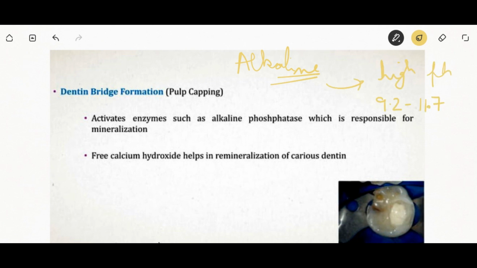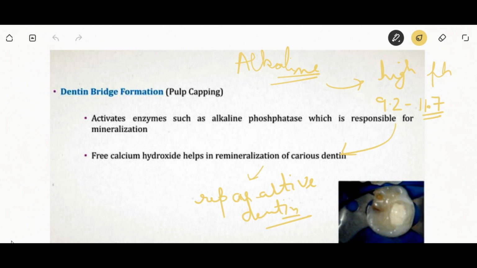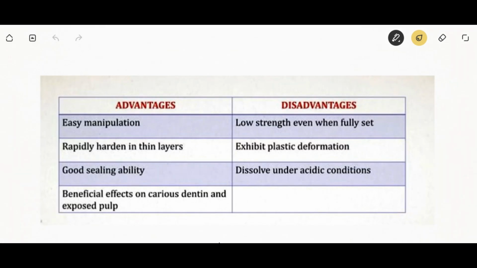The material is sensitive to moisture and does not adhere in the presence of blood, water or saliva. So it activates the enzyme like alkaline phosphatase that is responsible for mineralization. Free calcium hydroxide helps in the remineralization of the carious dentin. So these are the advantages and disadvantages of calcium hydroxide cement.